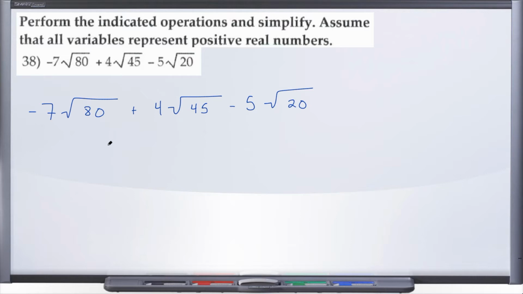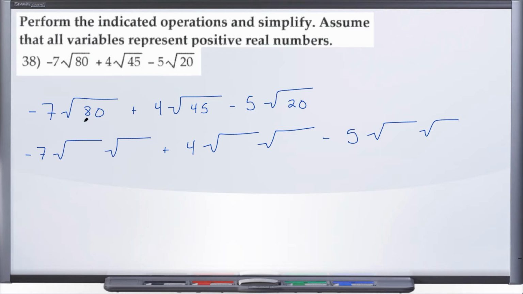All right, well, just like before, if we take a quick look at all of these radicals, well, 80 is not a perfect square, 45 is not a perfect square, 20 is not a perfect square. So we know we're going to be breaking each of these radicals up into good stuff, bad stuff. So let's go ahead and do that. So good stuff, bad stuff, plus 4, good stuff, bad stuff, minus 5, good stuff, bad stuff.